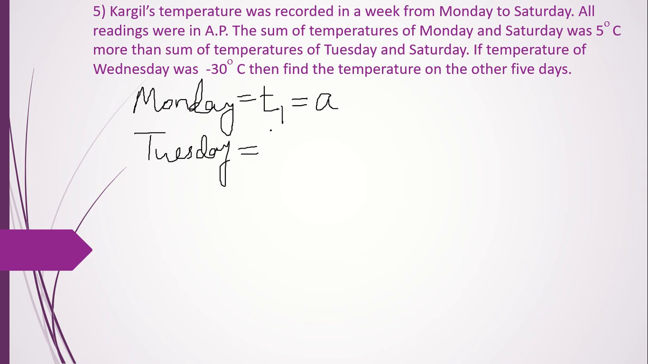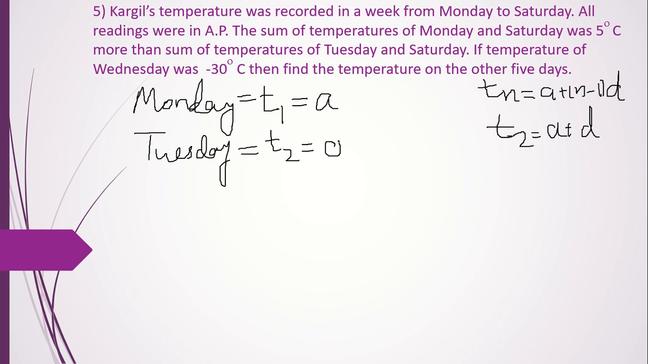T2. We find it by the formula Tn. Tn is A plus n minus 1 d, right? So T2 will be A plus 2 minus 1 d. T2 would be A plus 2 minus 1. 2 minus 1 is 1, so 1d. Okay, so I got T2 as A plus d.